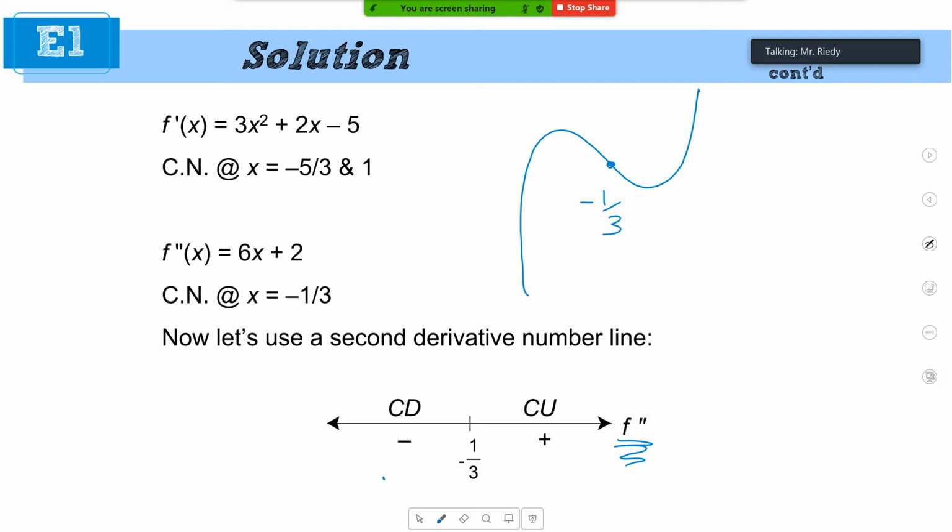So we need to talk about -1/3, because the critical number on the second derivative number line is not the same thing as the critical number on a first derivative number line. The first derivative number line, critical numbers, represent maxes and mins. Is -1/3 a max or a min? No. What is happening at -1/3? Like the center of all of it, right smack in the middle.